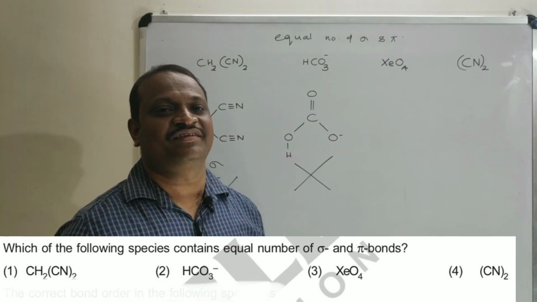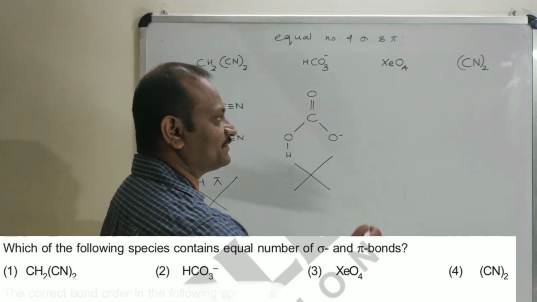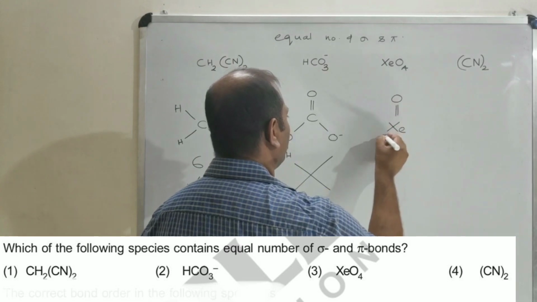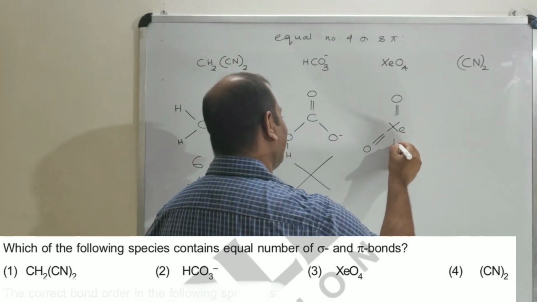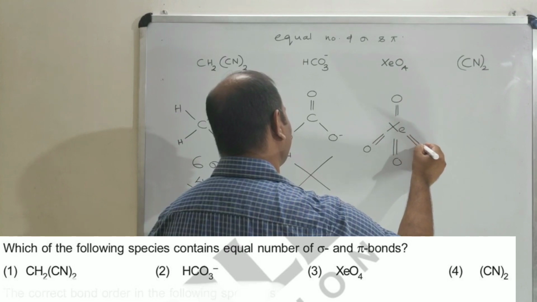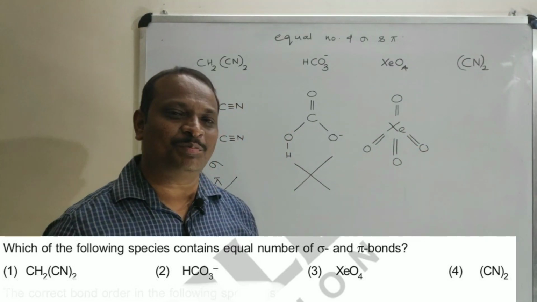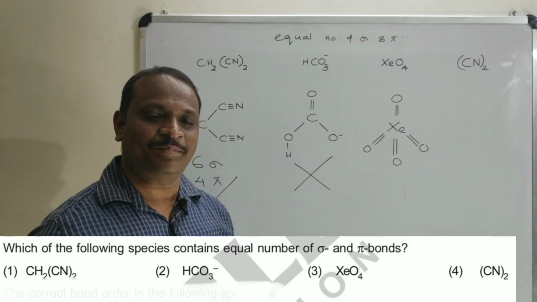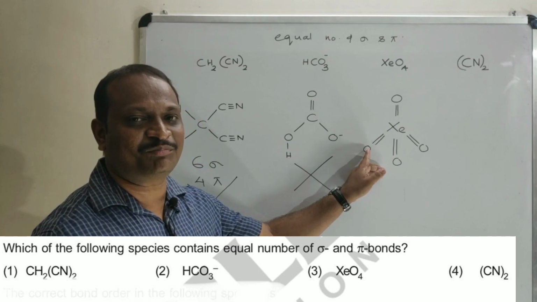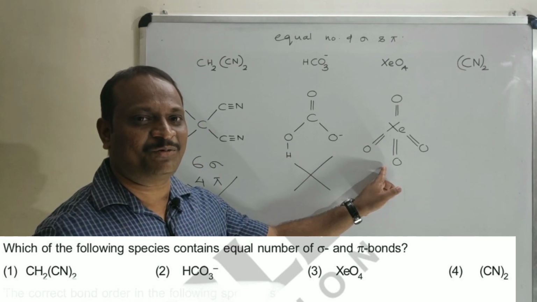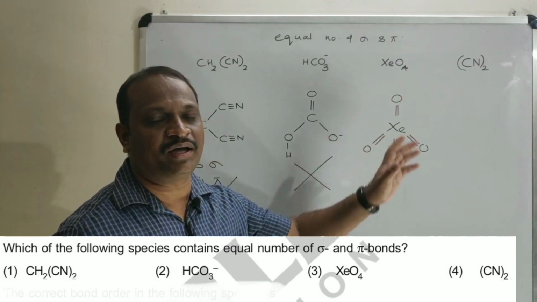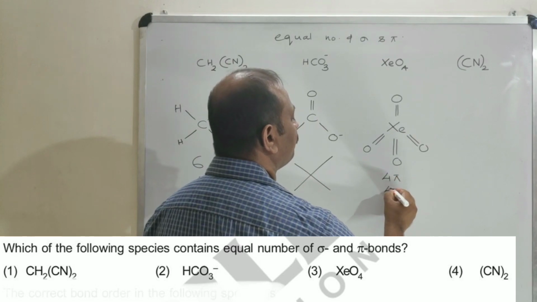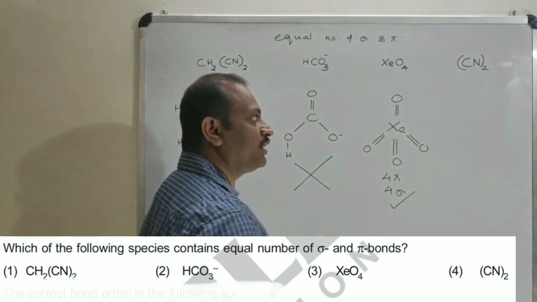Next compound hybridization is sp3. And what is the shape of this compound? See, I'm just drawing here H, C, here double bond O, here double bond O, again double bond O. See, everywhere we have multiple bonds. And whenever we have a multiple bond, one bond is sigma and the next one is pi. So everywhere we have sigma and pi. In this case we have 4 pi and 4 sigma. This will be your answer.